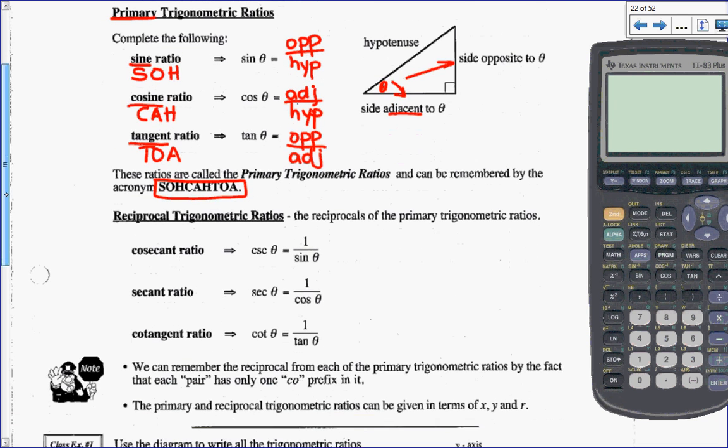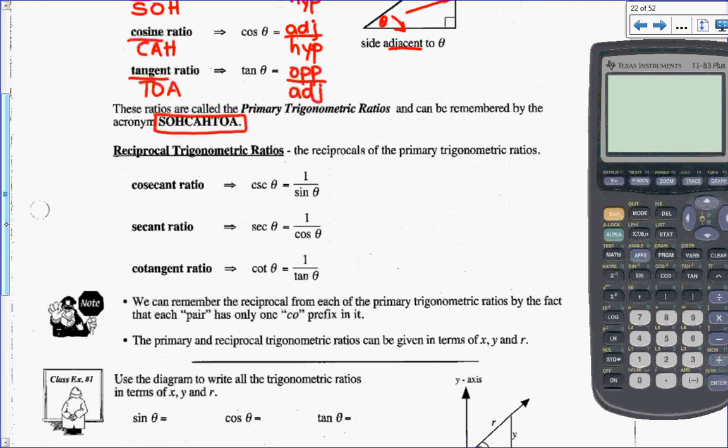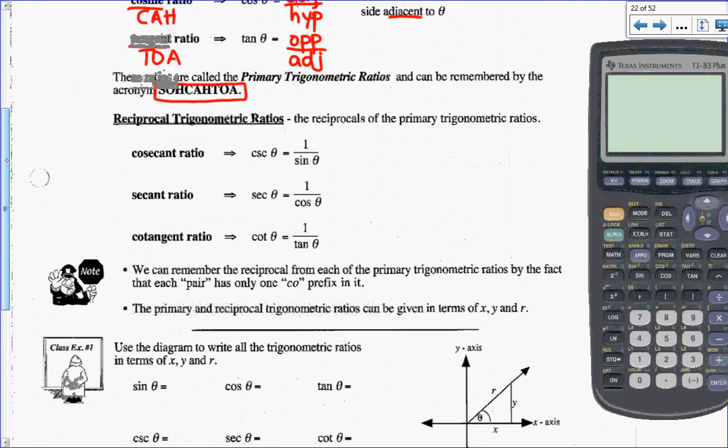This year we're going to add something called the reciprocal trig functions. And so as we know, a reciprocal just means the inverse of a trig function. So the cosecant ratio is the inverse of sine. The secant ratio is the inverse of cosine. And the cotangent ratio is the inverse of tangent. Okay, now this one makes sense. Cotangent sounds like it goes with tangent, okay? But how do you remember which is which of the other two?